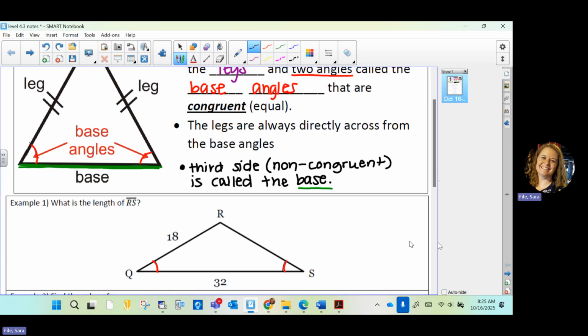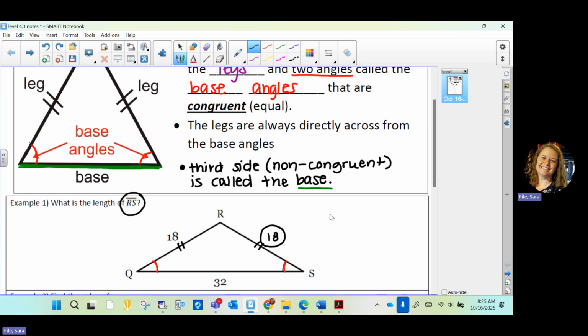The side that's labeled 18, so side QR would be one of the legs. And what is the other leg? What side is that congruent to? But what's the name of the side? Oh, S is a point. That would be an angle. What's the side? The segment? RS. Good. So that means that would be 18 as well. And that's what they asked for. RS, segment RS is 18.